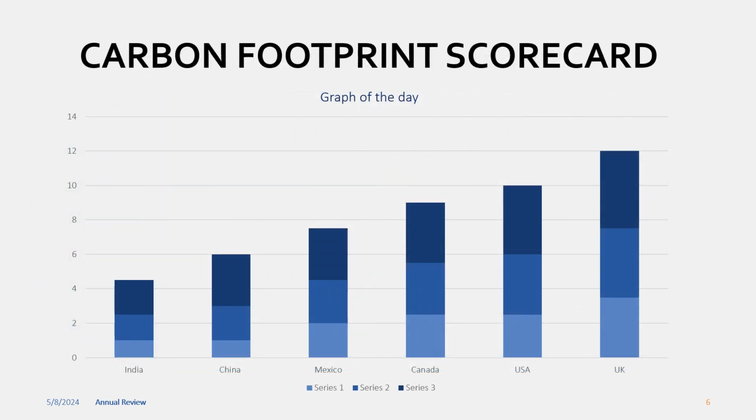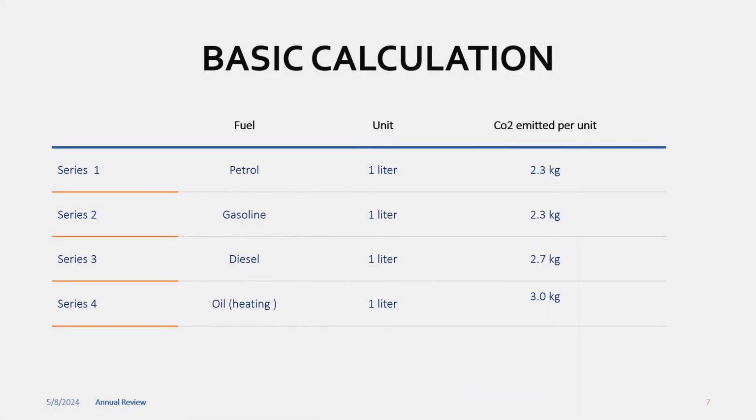Here is the graph of the different countries depending on the carbon footprint scorecards. Here is the basic calculation of the different types of fuel and its unit, how much CO2 it emitted per its unit.